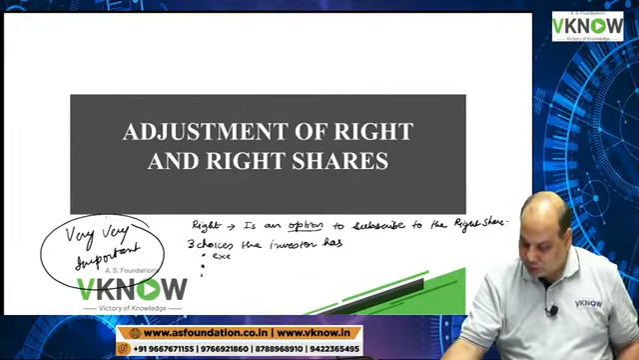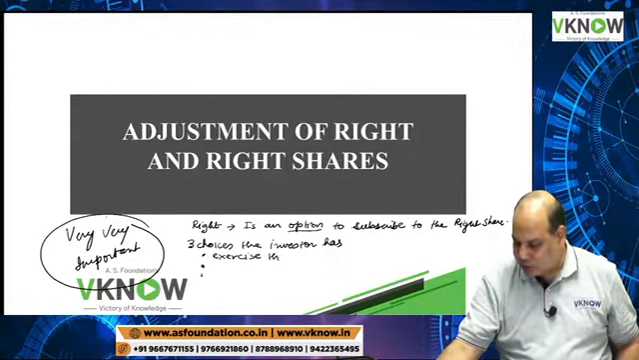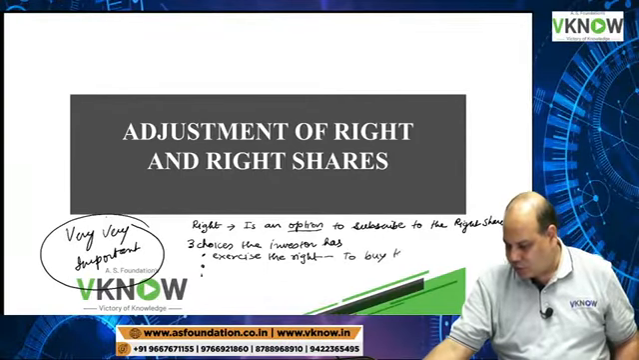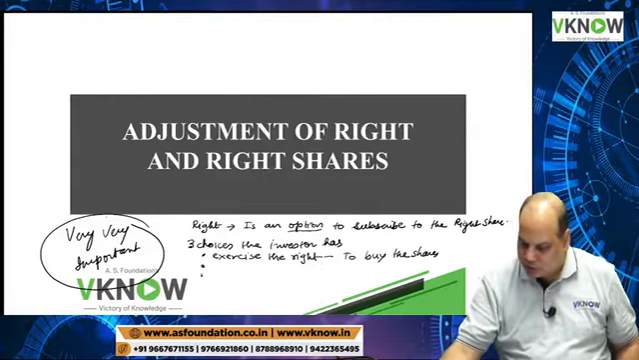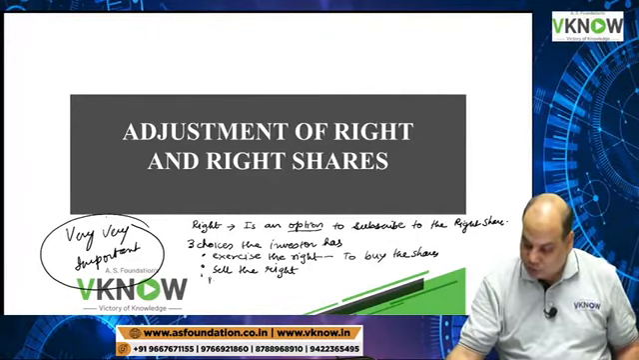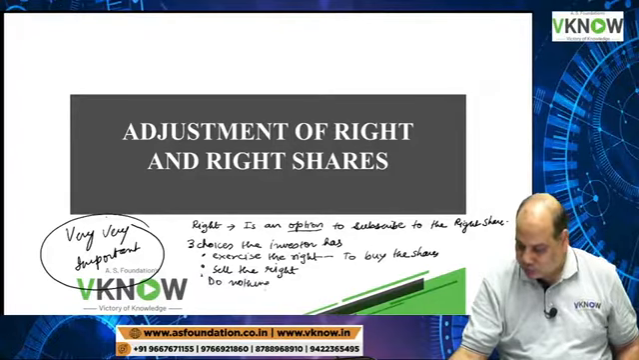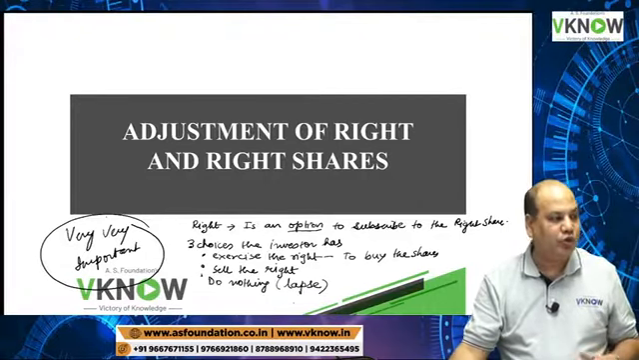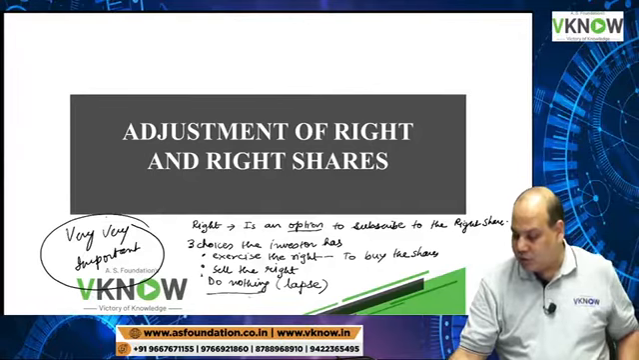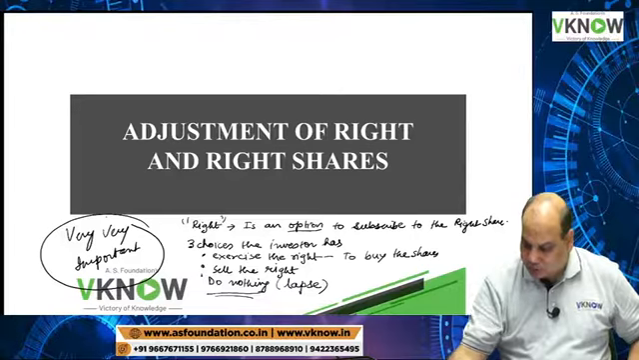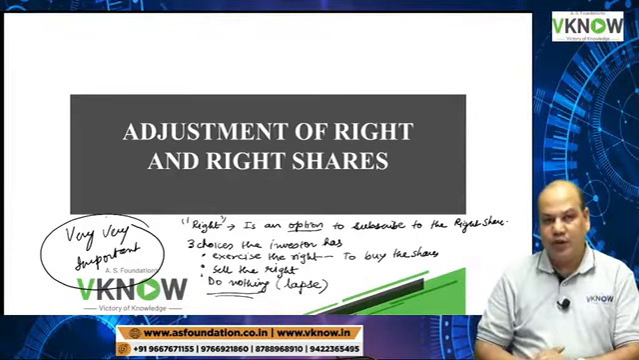One, he will exercise the right. Exercise the right means he will purchase the share, to buy the shares. Second is he can sell the rights. He may not exercise, but he may sell the right. Third is do nothing. Do nothing means let it lapse. Neither you exercise nor you sell the right. So the right will lapse. Oh, it seems you have studied this before. Some of you have studied about right before.